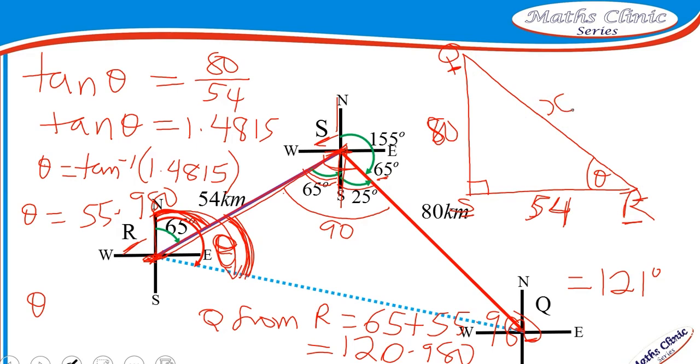And using Pythagoras theorem, of course, we can say X squared is equal to 80 squared plus 54 squared. And when you simplify and take the square roots, you end up getting 96.5 kilometers to 1 decimal place.